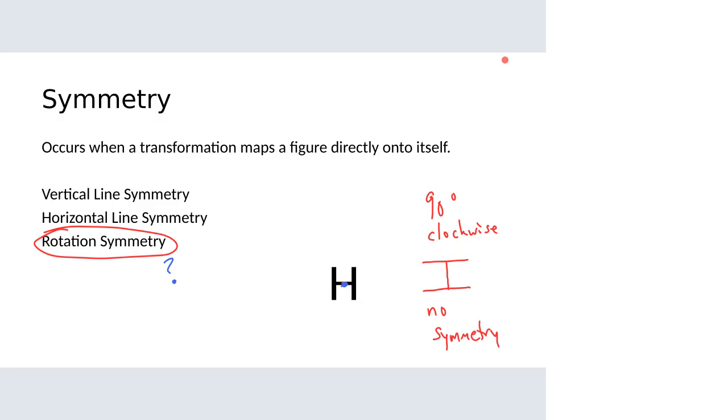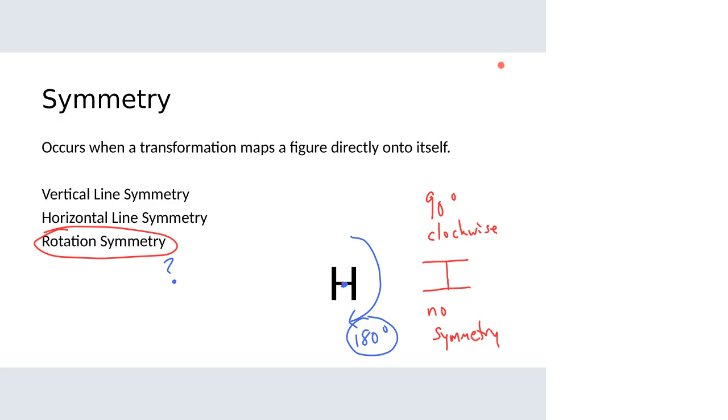But the other one, the 180 degrees, if I were to rotate this 180 degrees, then I'm going to land right where it was. If I put this fixed and I rotate it 180 degrees, I'm going to end up with that. And sure enough, I'm going to have rotation symmetry, and I'm going to have it at 180 degrees. So this H over here is a great way of showing all three of these. We have vertical line symmetry.